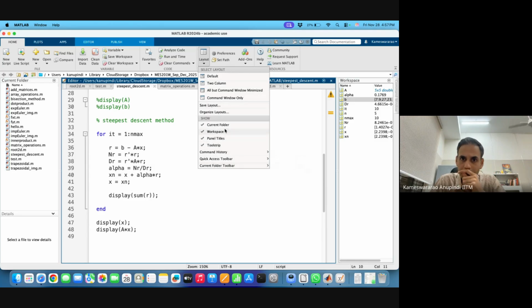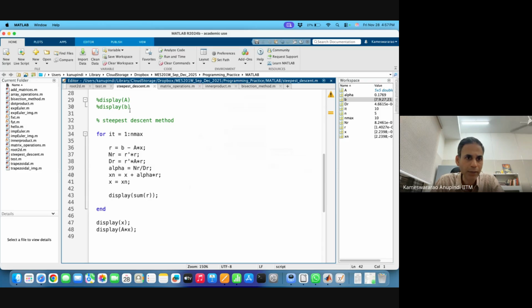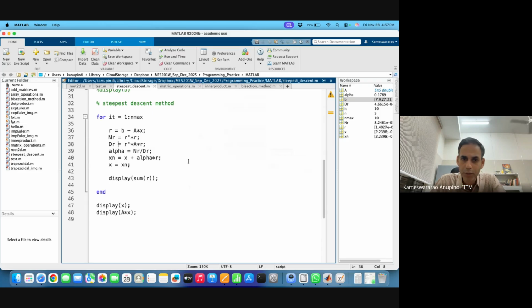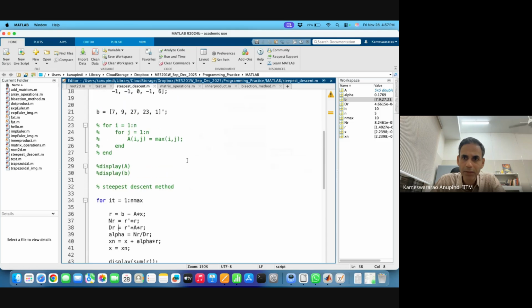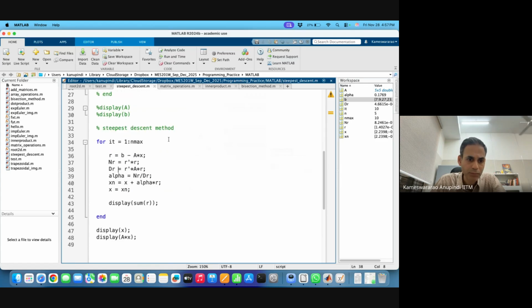Tooltip, there. Command window. Okay, I don't know where it has gone. Anyway, that's fine. Are you able to see the method and everything? Yeah. Hello?